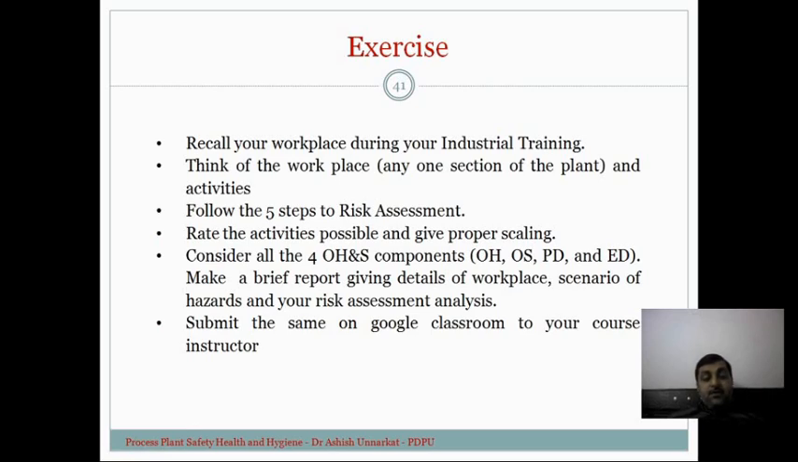Look at the 5 steps of risk assessment and identify the hazards. Look at who are the people who are going to get harmed and complete the risk assessment procedure. We know the ratings, how we can rate those. So rate the activities, considering all the 4: occupational health, occupational safety, property damage and material damage. Make a brief report giving details of your workplace, what activities you are considering, the scenario of those hazards, and your risk assessment analysis. You can submit your exercise to me on Google Classroom.